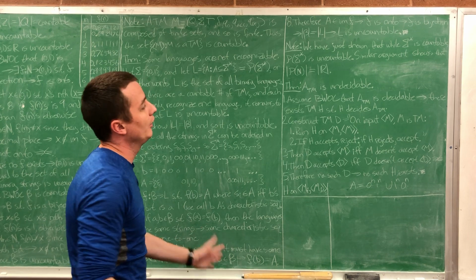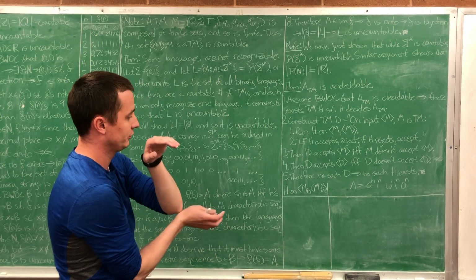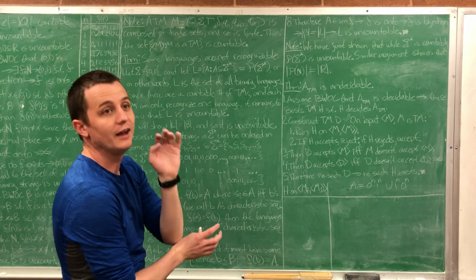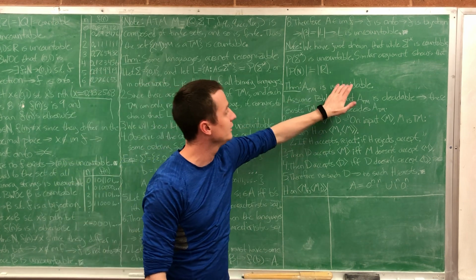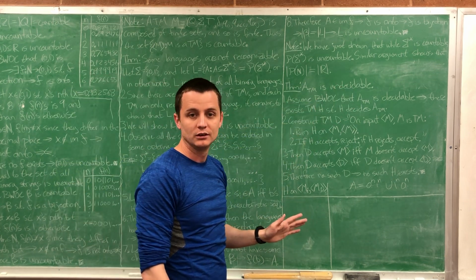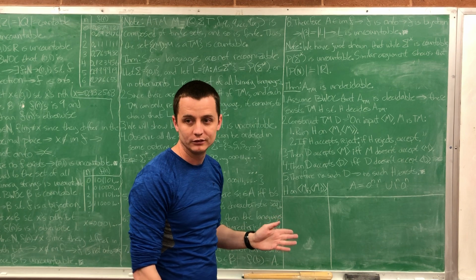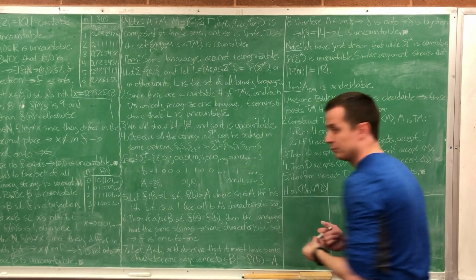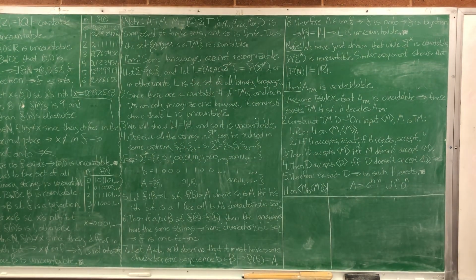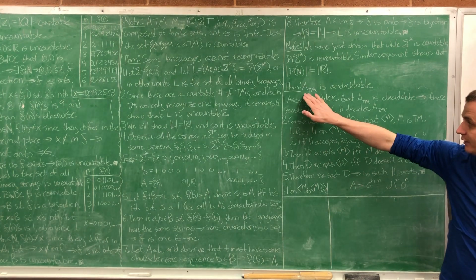Alright, so now let's finally get to what we promised we'd do at the start of class. Prove that the acceptance problem for Turing machines is undecidable. Finally gonna prove this. First time we've proven anything is actually undecidable in this class. Till now you've kind of just been taking my word for it. So let's prove that this is actually undecidable.